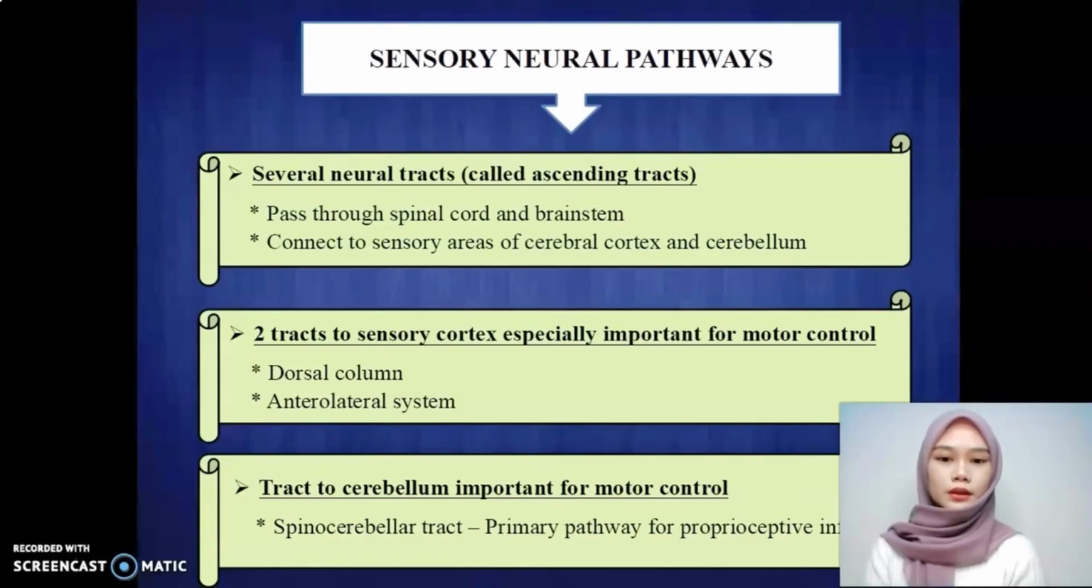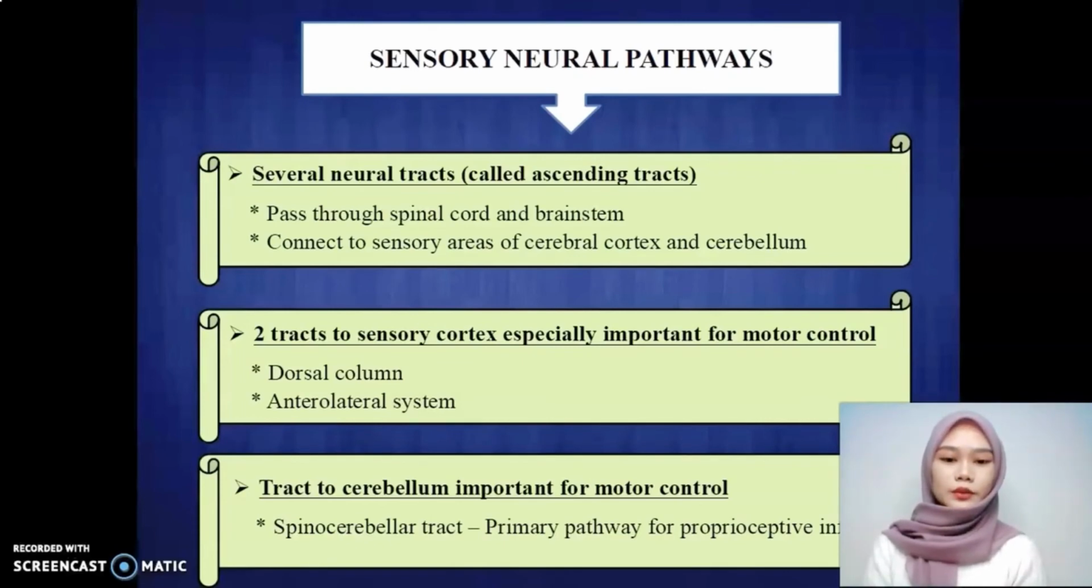The dorsal column or medial lemniscus system is where localized touch, pressure, vibration, and joint position sense follow a different pathway. While for the anterolateral system, the pathway is for detection of pain, temperature, and very light, poorly localized touch.